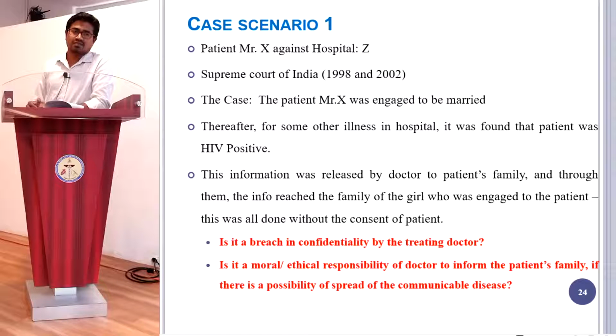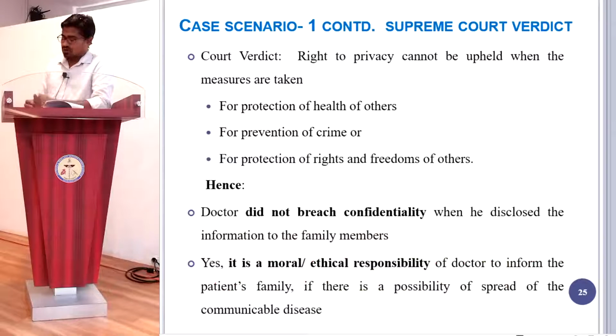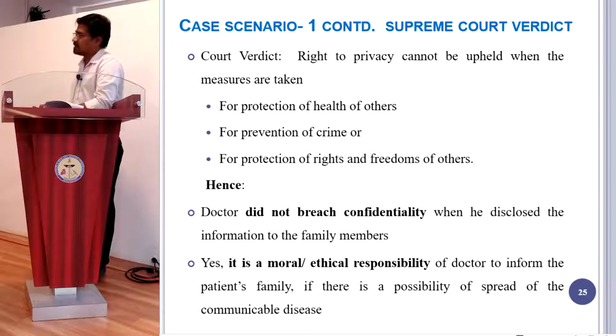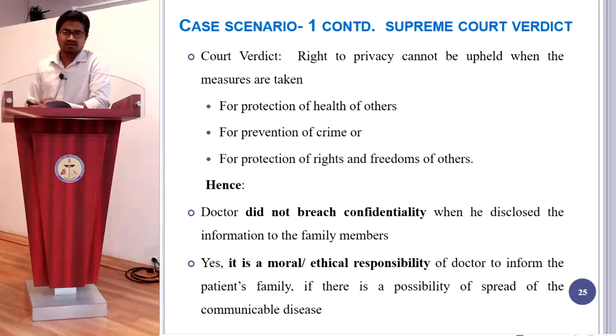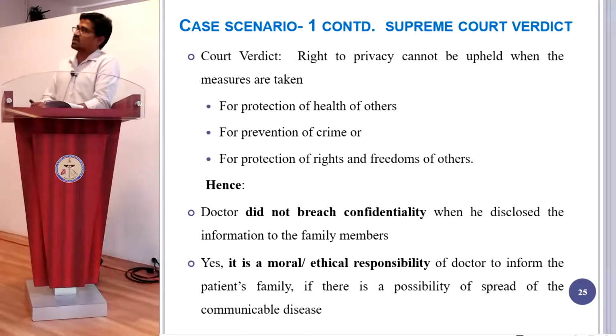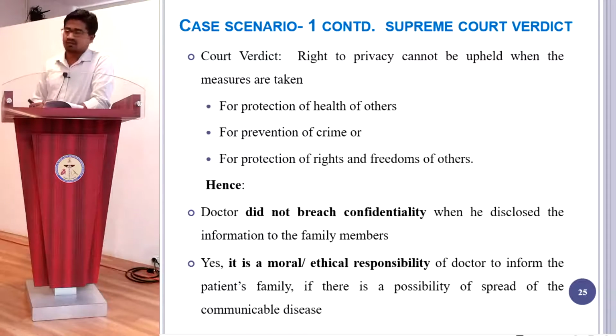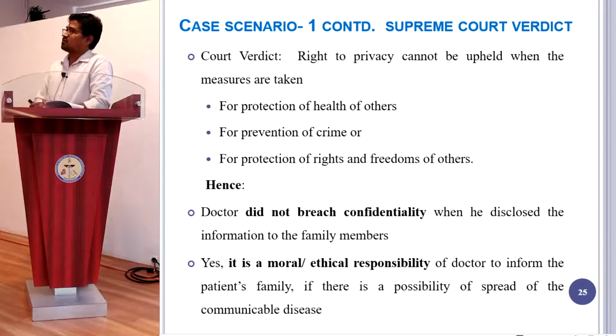Okay, what the court says, you can see the court verdict. Right to privacy cannot be upheld when the measures are taken for prevention of health of the others, for prevention of crime, or for prevention of rights and freedoms of others. Hence, the doctor did not breach the confidentiality when he disclosed the information to the family members, because that is an infectious disease.